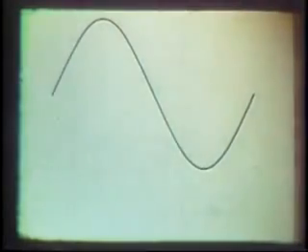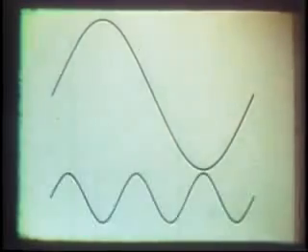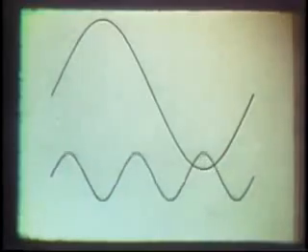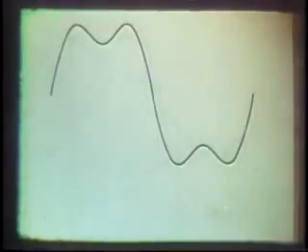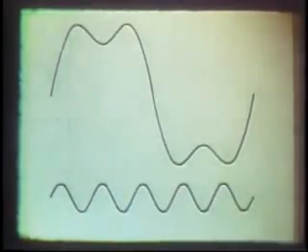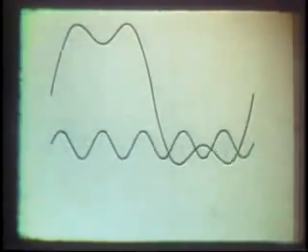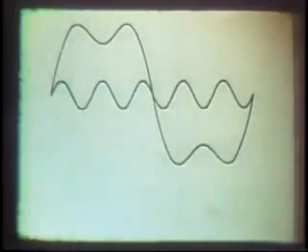Let's look at this graphically. Here is a 1,000 cycle sine wave. Here is the third harmonic, 3,000 cycles at 1/3 the amplitude. If we combine these two signals, that is, add them algebraically, the resultant waveform will be this. If we now take the fifth harmonic, 5,000 cycles, at 1/5 the amplitude of the fundamental, and add it to the waveform, the result will look like this.